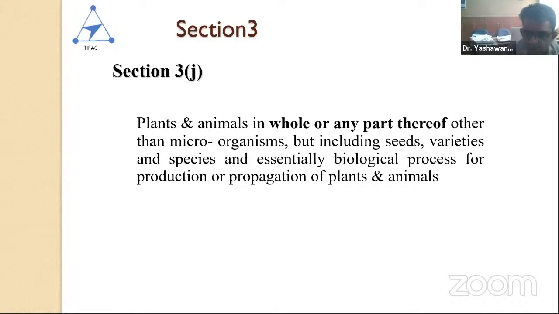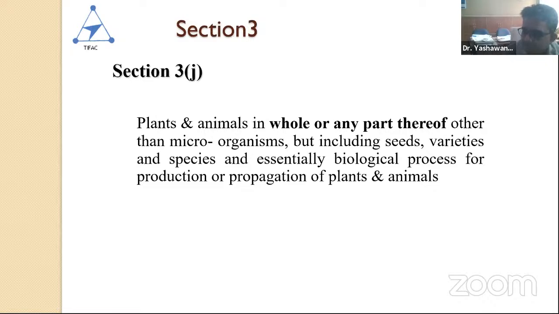but we cannot protect seeds, varieties, any species, or anything which is by essentially biological process. Any process that is an essentially biological process also cannot be patented for production or propagation of plants or animals. It cannot be. But the hope here is microorganisms.